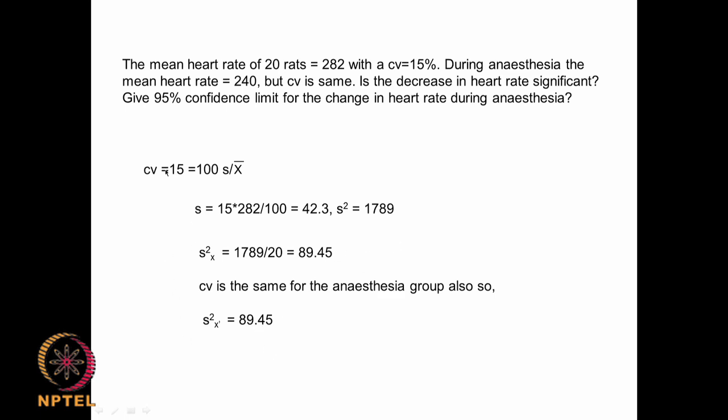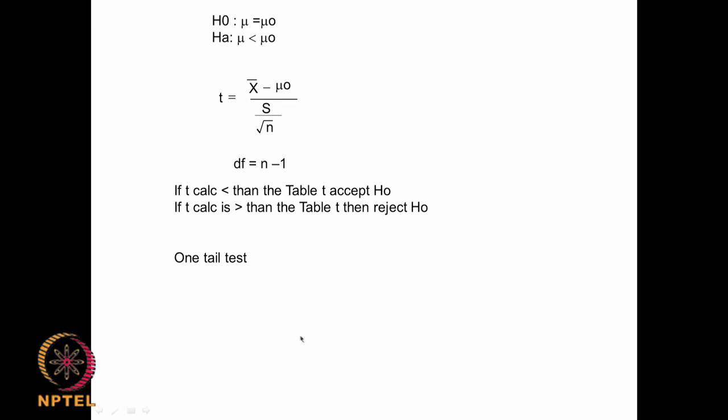I know CV, I take 282 here as x bar, so I calculate S, that is the standard deviation. Now for the standard error of the mean, I just have to divide by n, and later on I need to take the square root, but right now we are not taking the square root, we leave it like that. Since CV is the same for the anesthesia group, the standard error for the anesthesia group will also be the same. Now let us formulate our hypothesis. H naught: mu equal to mu naught, that means there is no difference.